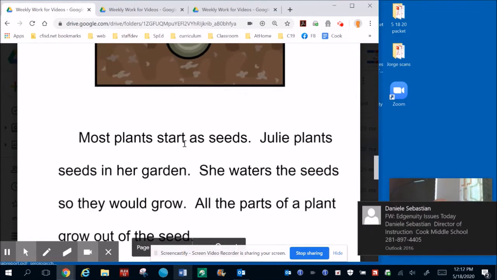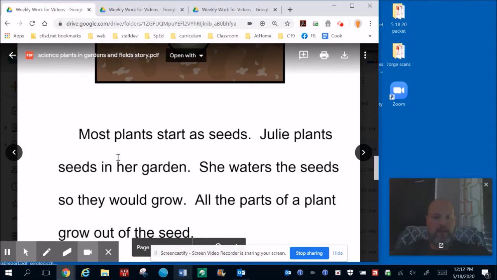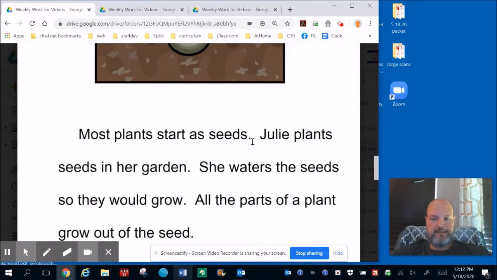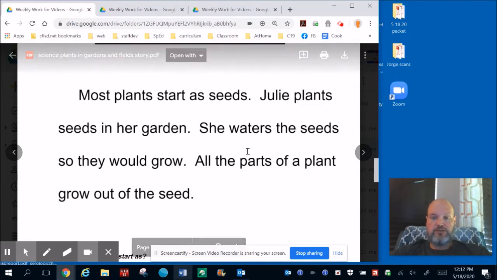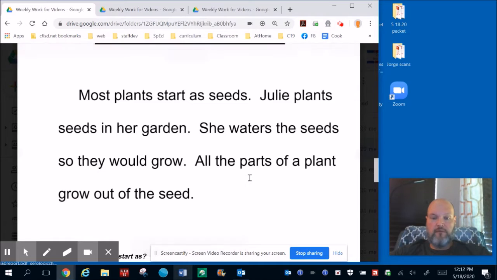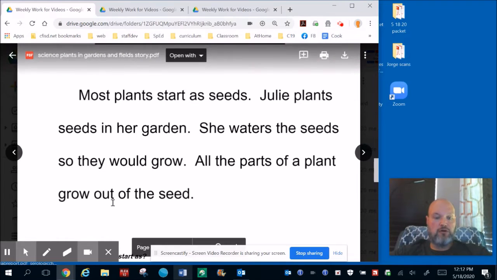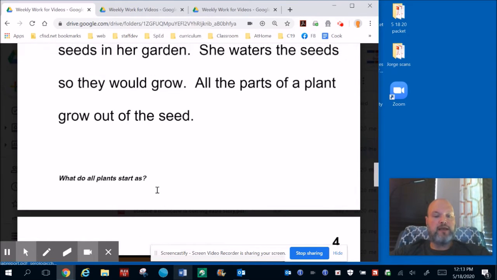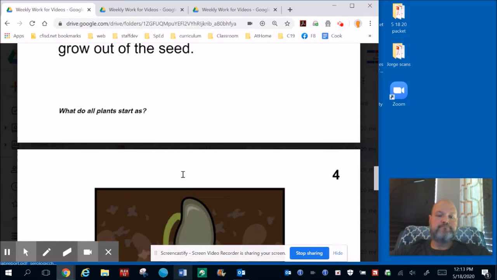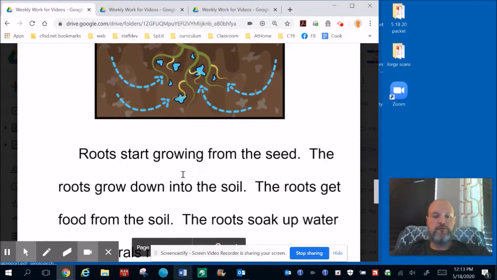Next page. Most plants start as seeds. Julie plants seeds in her garden. She waters the seeds so they will grow. All the parts of a plant grow out of the seed. There's a question. What do all plants start as? Next page, page 4.